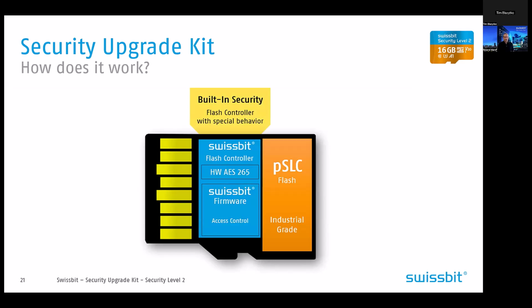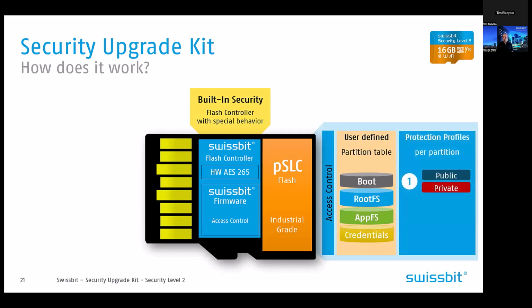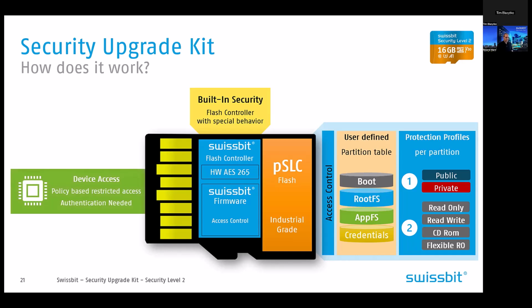So actually we have our flash controller, like I said before, and this has an access control mechanism. So this access control can be configured on a partition basis. You can say for each partition whether it should be publicly visible or privately, so only after an authentication. And you can say whether it should be read-only or read-write, or working as a CD-ROM drive, so completely read-only, or flexible read-only. So it would be normally read-only, but after an unlocking, you would be able to also write on this drive. And there are different access channels to it.